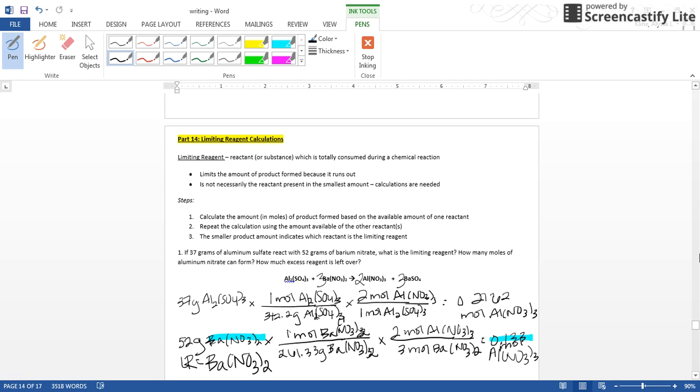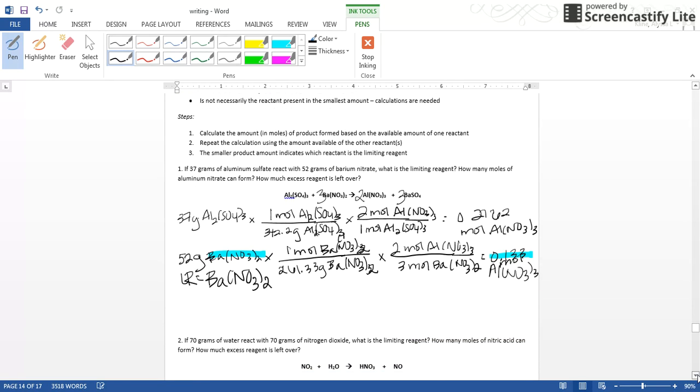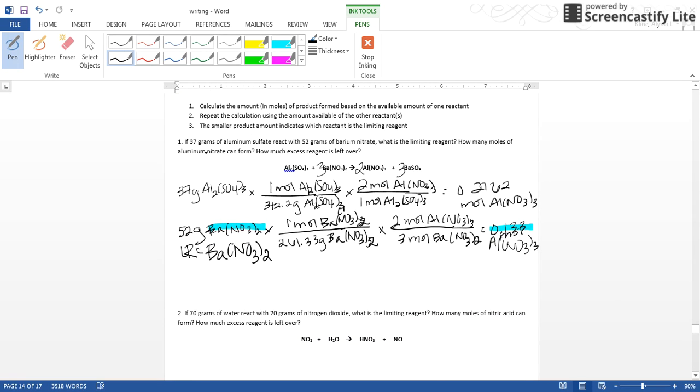Now, we're not done with this problem. We did the first two parts, the limiting reagent, and we know how many moles of aluminum nitrate can form. That would be this amount right here. Okay. Now, how much excess reagent is left over is a little different. So what we're going to do is figure out how much, in terms of moles, of this could we have left? And we're going to take that as basically a proportion of what we started with.